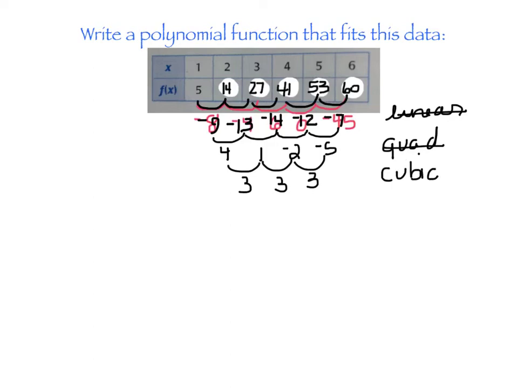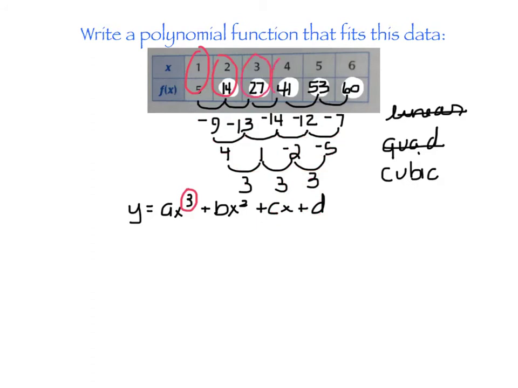And the standard form of cubic is y equals ax cubed plus bx squared plus cx plus d. I'm now going to create a system. If I have a cubic, it means I have to choose 4 points. So I'm going to use these 4 points, and I'm going to plug the x into all the x's and the y into the y. And I'm going to write 4 equations.